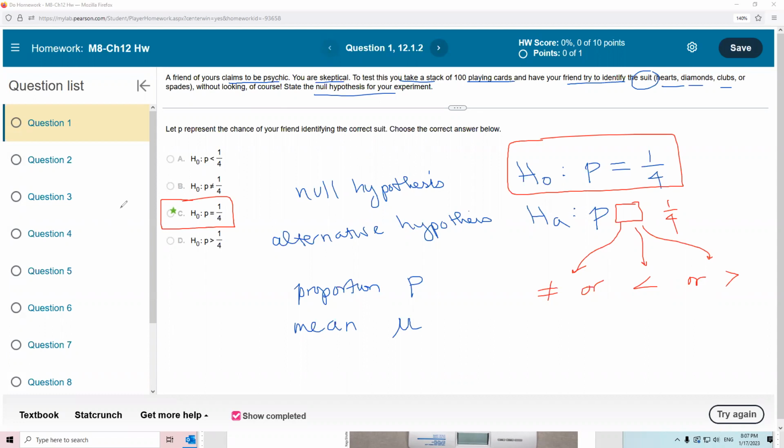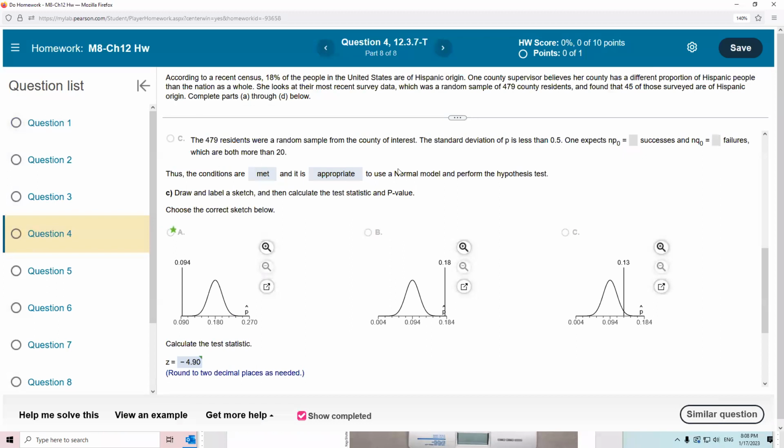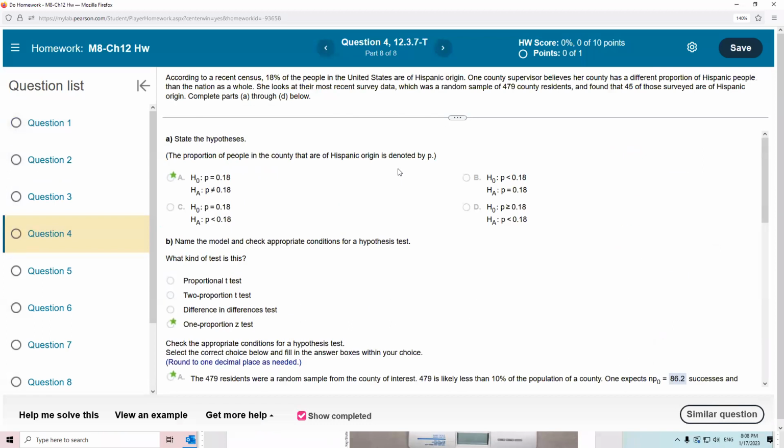Okay. All right, let's do another example where we walk through all of the steps of the hypothesis testing method. Let's take a look at this one. This question is going to have multiple steps to it. It says, according to a recent census, 18% of people in the United States are of Hispanic origin. One county supervisor thinks her county has a different proportion. So she takes a survey of 479 residents and finds 45 are Hispanic.